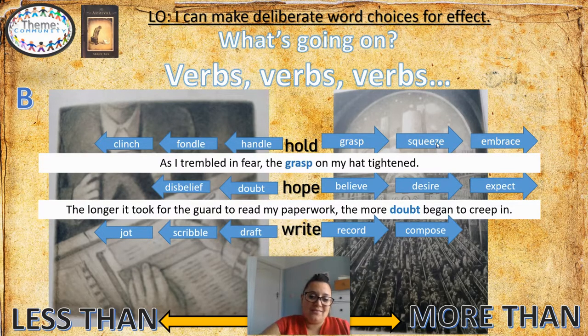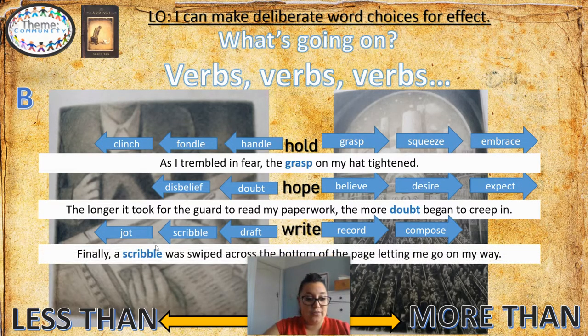Which verb do you think is going to best describe how this guard is recording or writing in this book? Take a moment to pause the video so you can choose your word and write your sentence. Let's have a look then. I've gone with: Finally, a scribble was swiped across the bottom of the page, letting me go on my way. Nice and quick. No real thought about it.